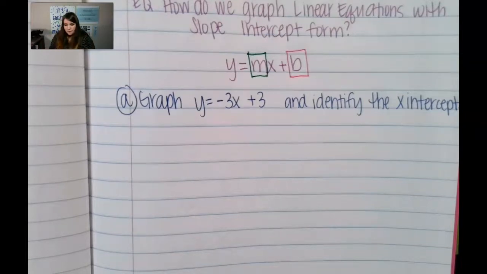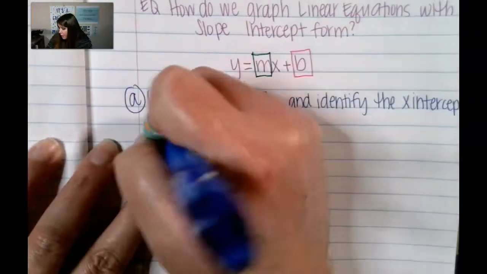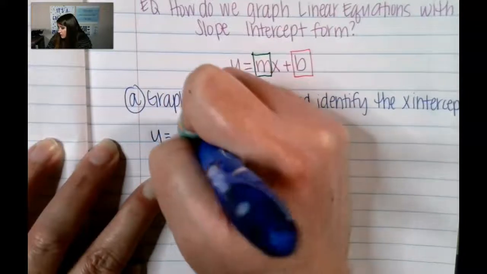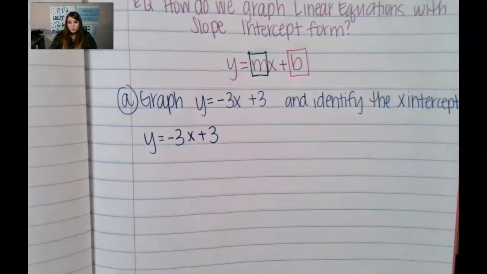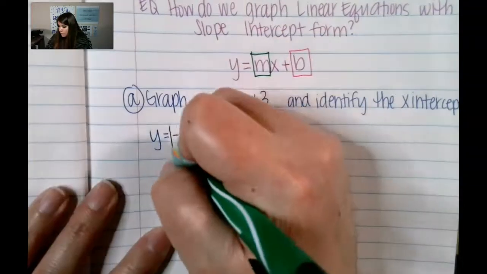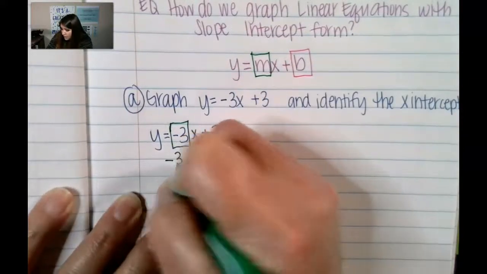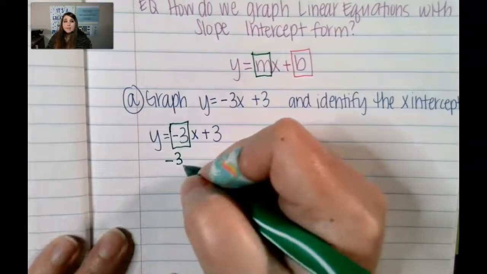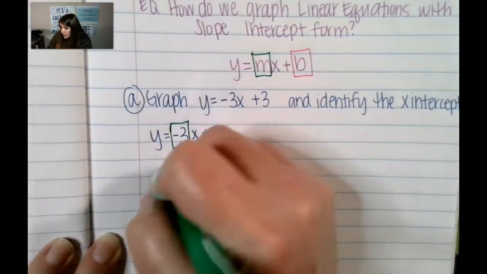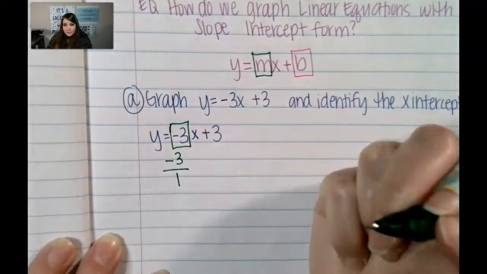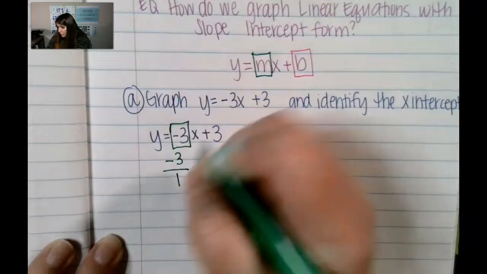All right, so our first job is just what we did yesterday. We are going to identify some parts of this equation so that we can indeed graph. So our first job is to identify the slope. Here's the slope right here. The slope is negative 3, and because we want it as a fraction, negative 3 written as a whole number is just negative 3 over 1 as a fraction. Okay, so here is our slope.